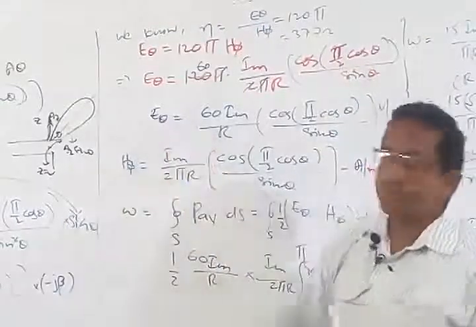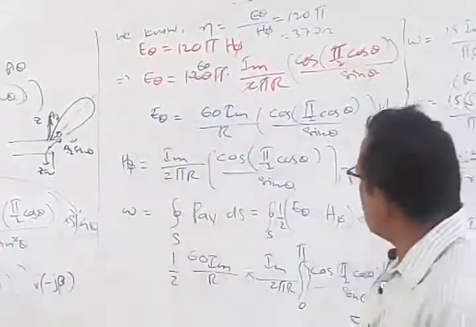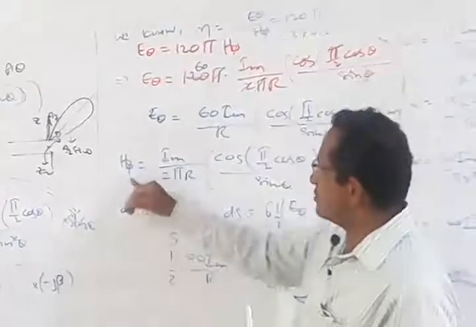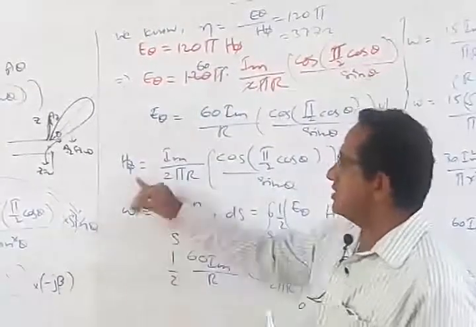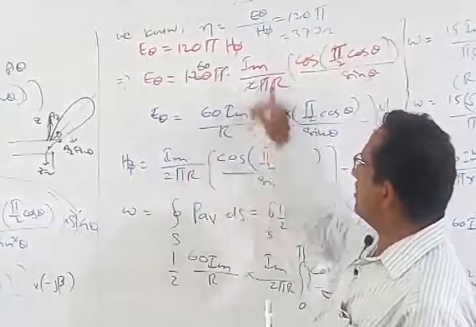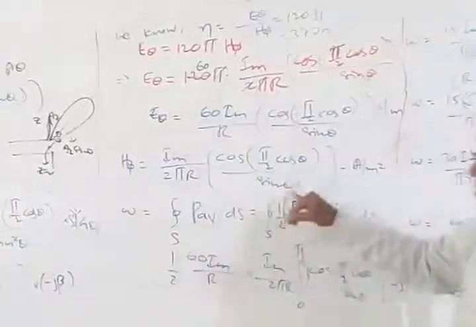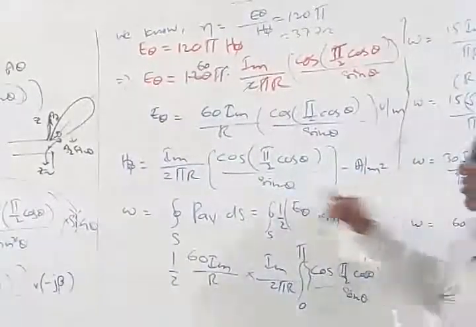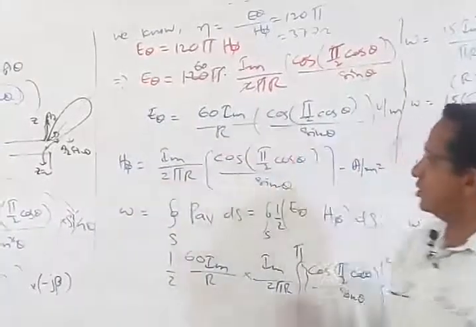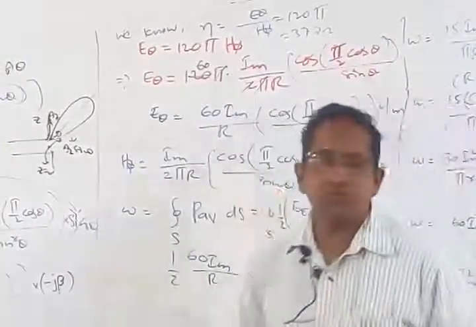Now we have got the expression for E theta. So what equations are we supposed to get now? We are supposed to get H phi and E theta. What is H phi we have got earlier? It is going to be Im by 2 pi r into cos of (pi by 2 cos theta) by sin theta. Right, that is going to be H phi, and E theta is going to be this. These two are the equations which we are supposed to get.